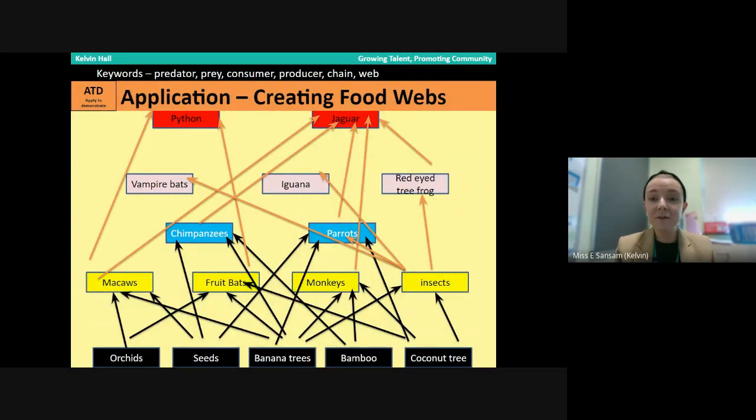Now, here is a food web that I have made, and over the next 10 minutes or so, I'm going to pose you different questions about what would happen if some of these organisms were to die out. And I'm going to ask you what you think would happen to the other organisms in this food web.